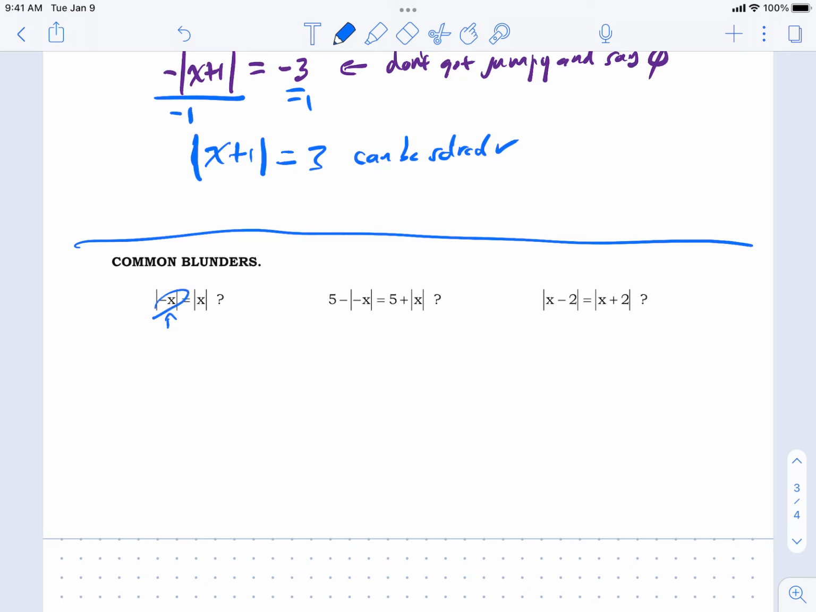Oh, I wrote that wrong. Sorry. Let's go like this. That's what I meant to write. So, is it true that the absolute value of -x is just x?